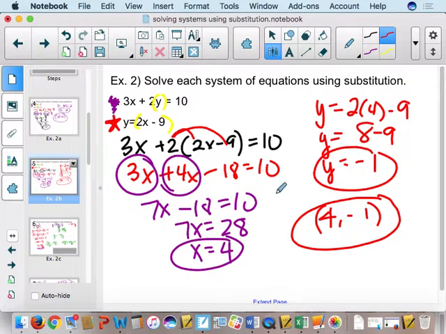Okay? So I'm going to give you 2 minutes, and I would like you to see how far you can get on example number 3. Go ahead and start example number 3.